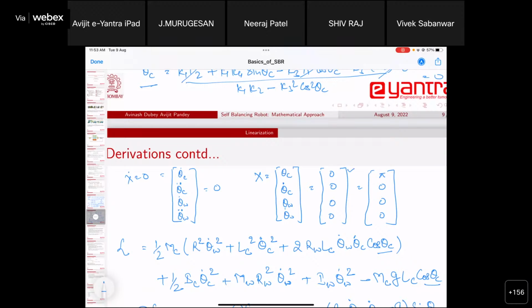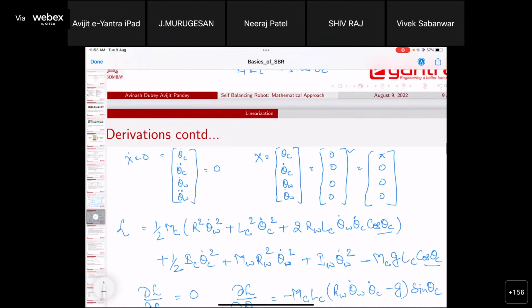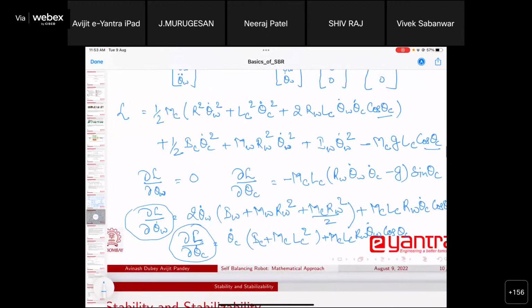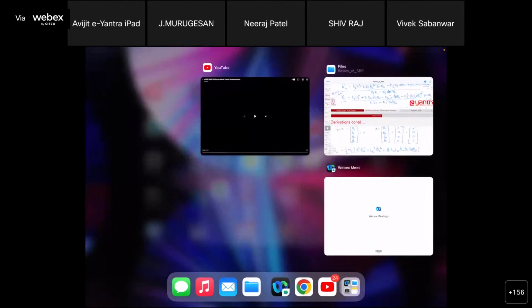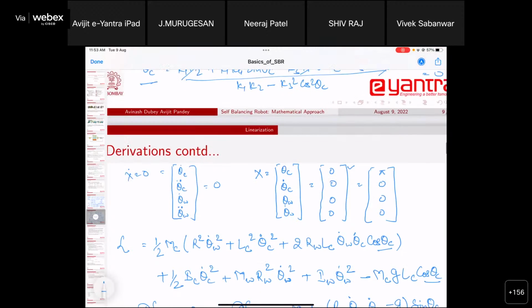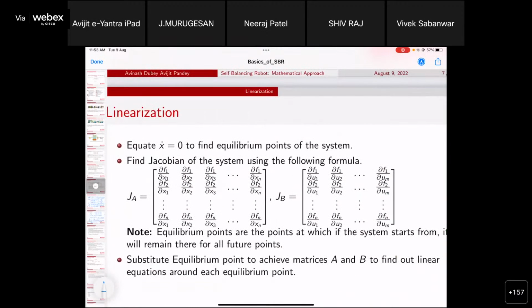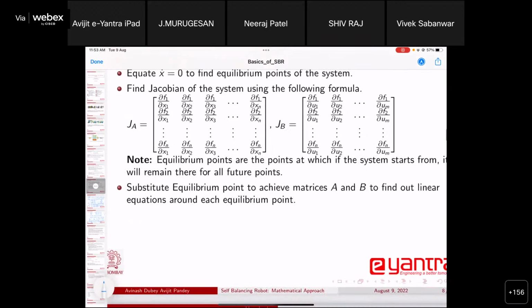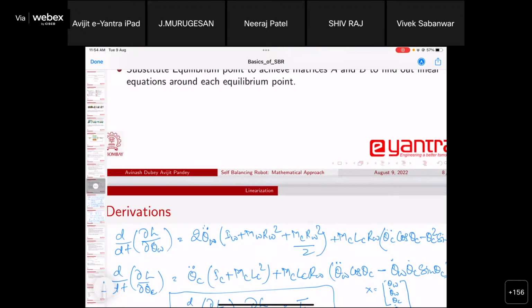So I get two equilibrium points. One is 0, 0, 0, 0. One is pi, 0, 0, 0. Now, after that, you can find the Jacobian. For the Jacobian, what you'll need to do is differentiate each of the theta w double dot, that is f1, and theta c double dot, which is f3. F2 and F4 are already theta c dot and theta w dot, which are already in the states.